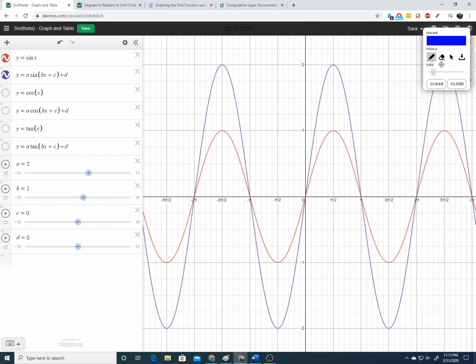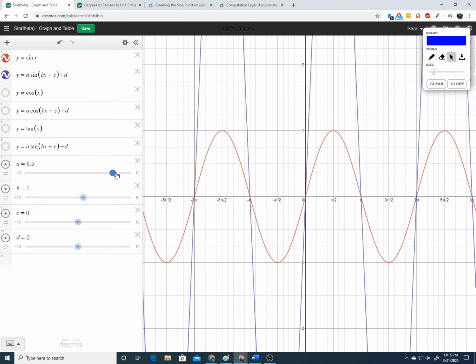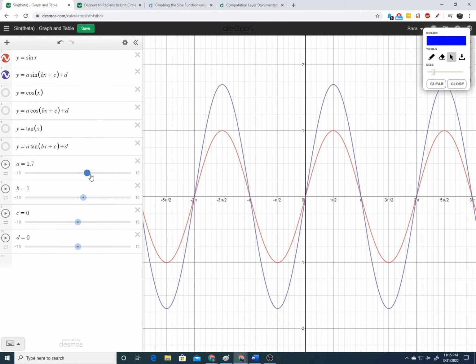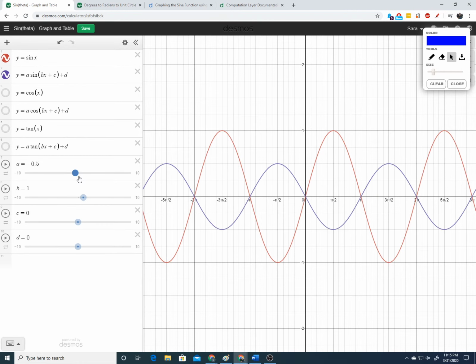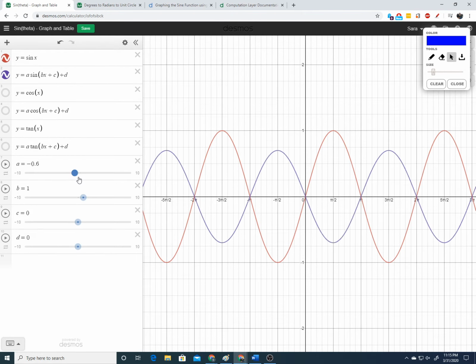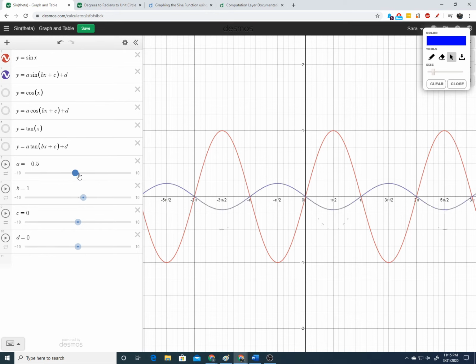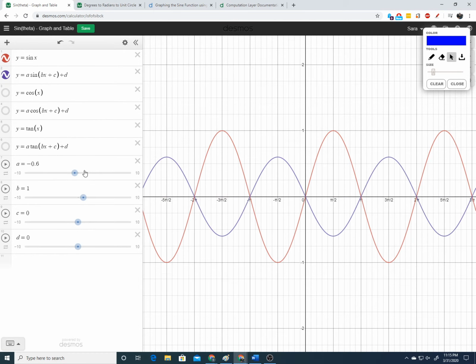And I can keep stretching it. And then also, just like with other functions we've done before, if you make a negative, it will flip your function upside down from where it was before. I hope that you do take some time with Desmos to play with this. I am going to be doing a couple days of just graphing, so you will have opportunities to play with these things.